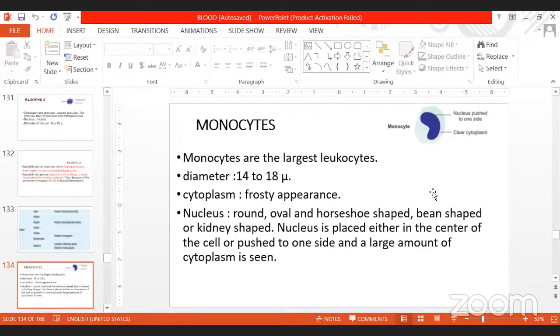Any shape can be seen. Either it will be round, or oval, or horseshoe shape, or bean shape, or kidney shape. And the nucleus is placed either in the center of the cell or pushed to one side. And the most important characteristic is that a large amount of cytoplasm will be visible. Compared to the nucleus, the amount of cytoplasm will be more in monocytes.